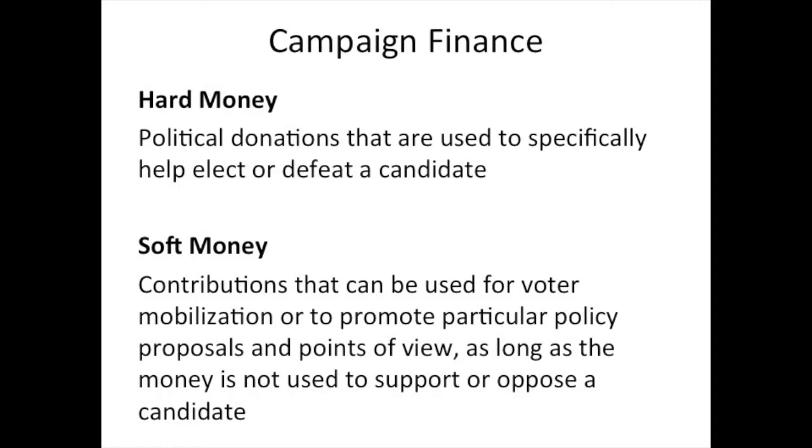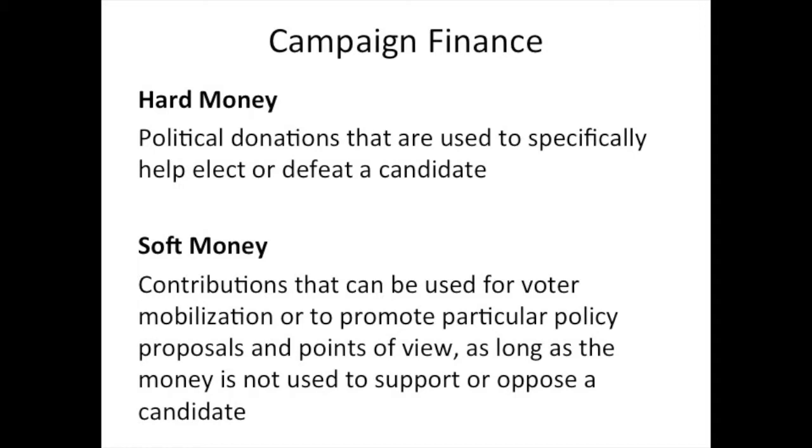So, soft money is thought of as money raised outside the limits of federal campaign finance law. Once again, federal campaign finance law regulates hard money. Soft money, which technically doesn't have anything to do with campaigns, isn't regulated in the same way. Again, it's not to support or oppose a candidate. It's supposed to be used for things like voter mobilization. So essentially, it doesn't have to do with campaigns per se, as I just said. Obviously, these two types of money, hard money and soft money, have different rules associated.